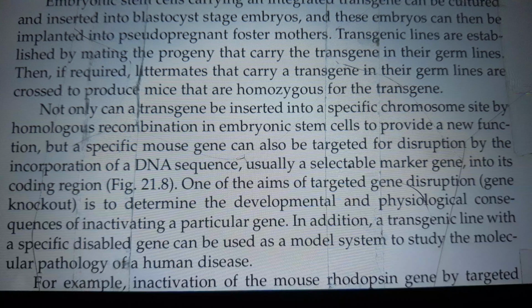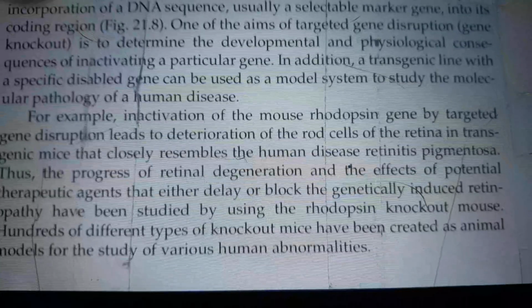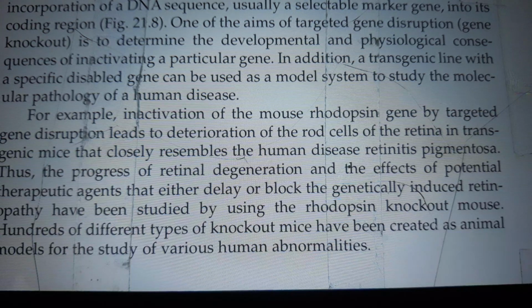Not only can a transgene be inserted into a specific chromosomal site by homologous recombination in embryonic stem cells to provide a new function, but a specific mouse gene can also be targeted for disruption by the incorporation of a DNA sequence, usually a selectable marker gene, into its coding region. One of the aims of targeted gene disruption, gene knockout, is to determine the developmental and physiological consequences of inactivating a particular gene. In addition, a transgenic mouse with a specific disabled gene can be used as a model system to study the molecular pathology of a human disease.